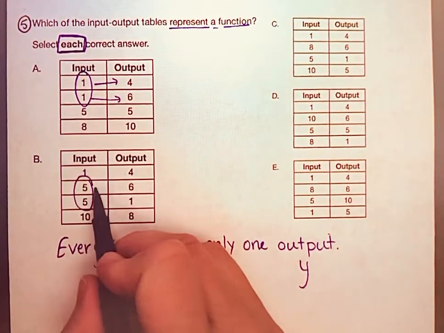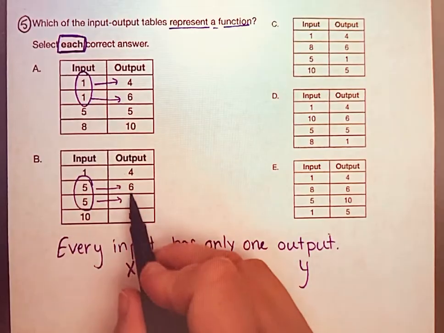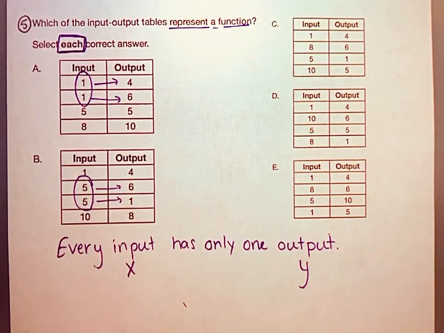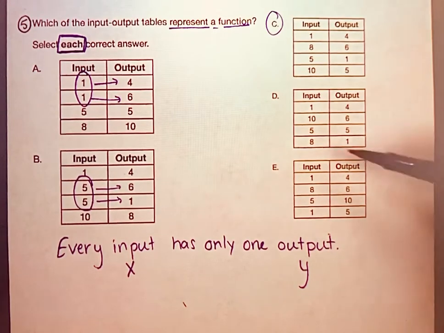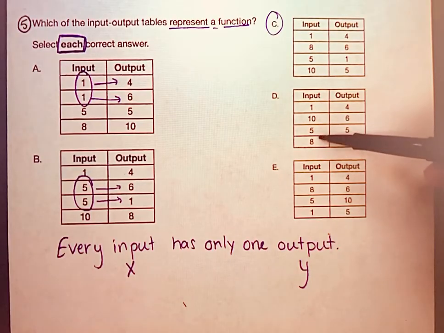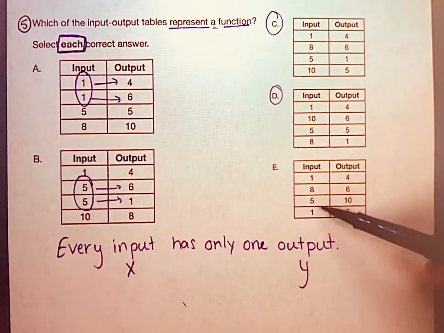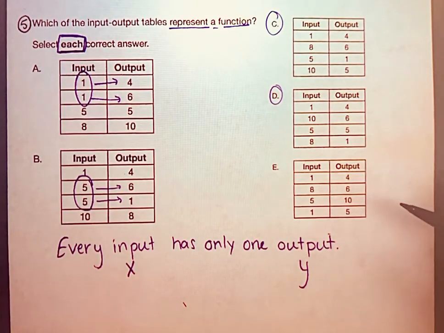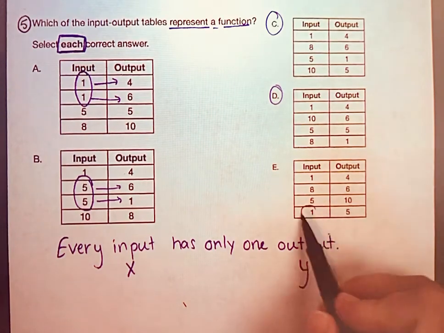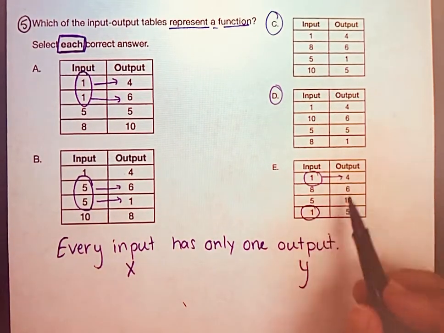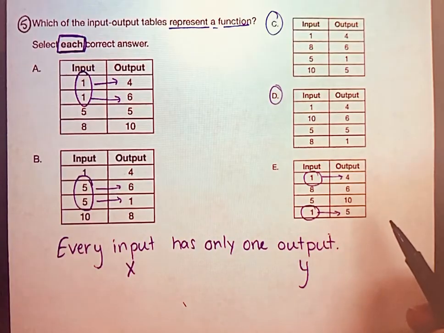B is not correct because you have an output of 6 and 1. C, look at your input values. They're all different. C is correct. D, look at your input values. They're all different. D is correct. E, correct or incorrect? What do you think? It's incorrect because one has an output of 4 and one has an output of 5. So the only correct answers here are C and D.